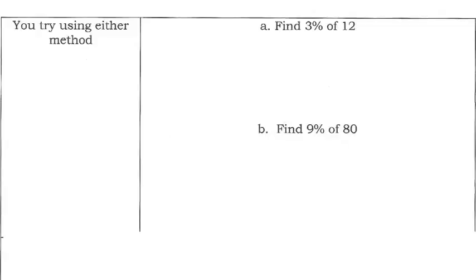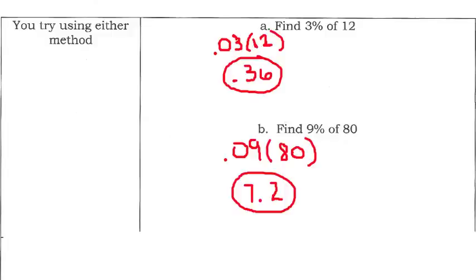Now at this time, I would like for you to try A and B on your own. You can use either method that we talked about, the proportions or using decimals. So please pause the video to complete this part. When you're ready, check your answers, press play. So your answer for A is 0.36 and your answer for B is 7.2.